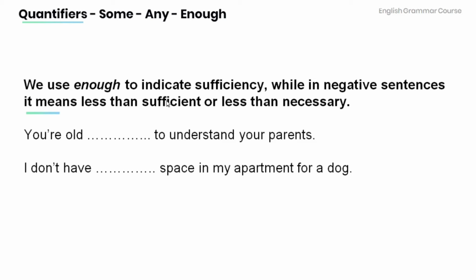Remember that we use enough to indicate sufficiency, while in negative sentences, it means less than sufficient or less than necessary. Now read the following sentences and fill in the blanks using the appropriate quantifier. You're old to understand your parents. I don't have space in my apartment for a dog. You're old enough to understand your parents. I don't have enough space in my apartment for a dog.